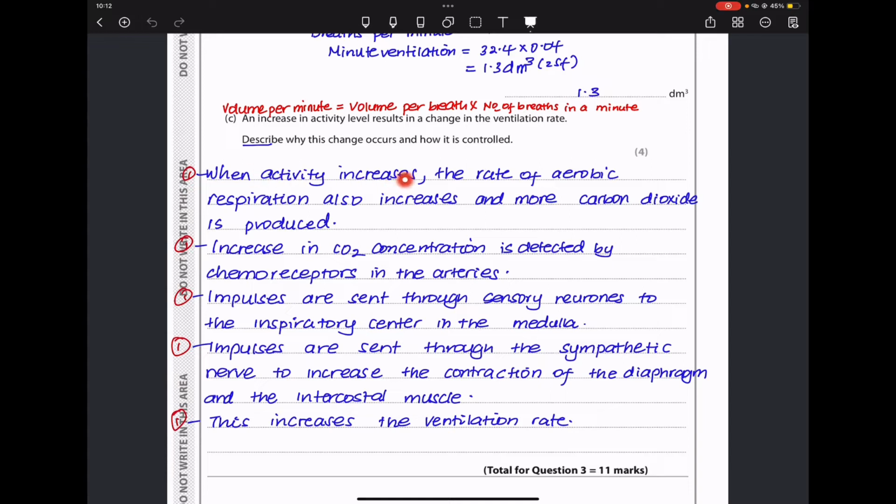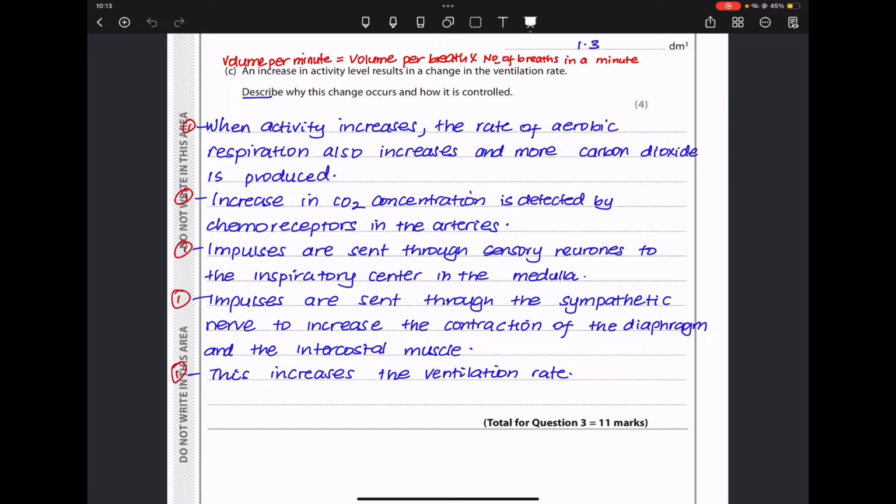So I said when activity increases, the rate of aerobic respiration also increases and more carbon dioxide is produced. Increase in CO2 concentration is detected by chemoreceptors in the arteries, and impulses are sent through the sensory neurons to the inspiratory center in the medulla. From there, impulses are sent through the sympathetic nerve to increase the contractions of the diaphragm muscle as well as the intercostal muscles, and this increases the ventilation rate.